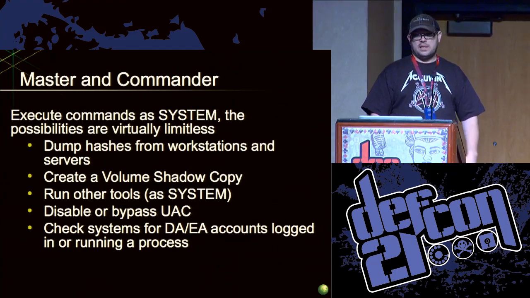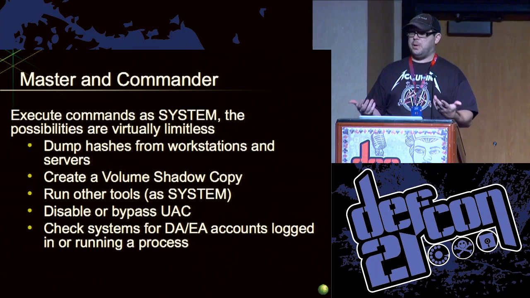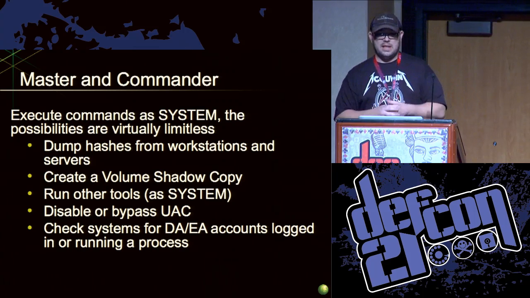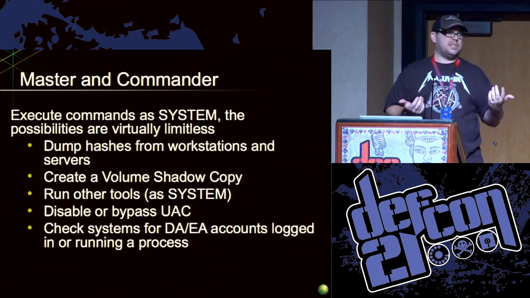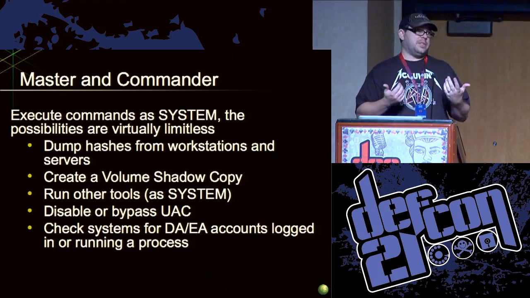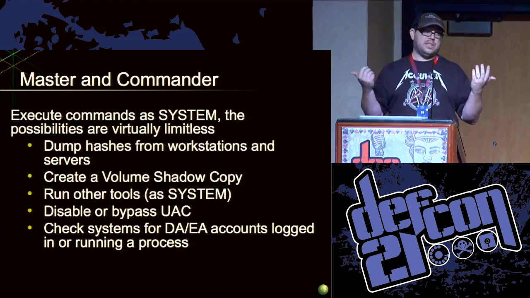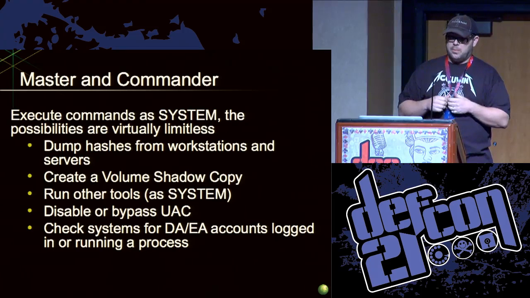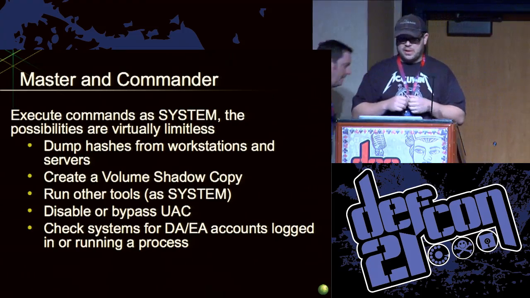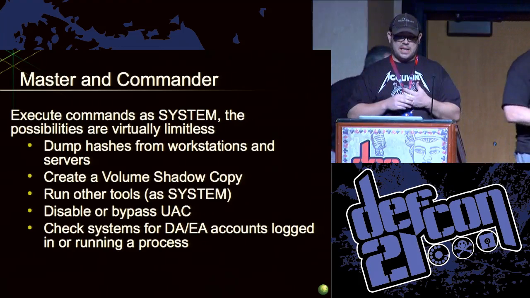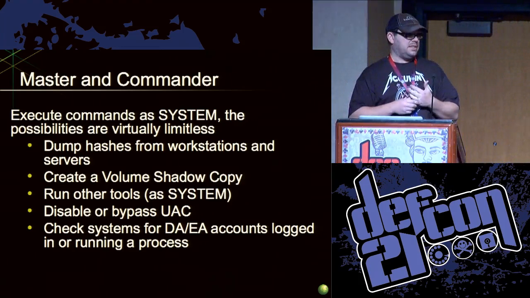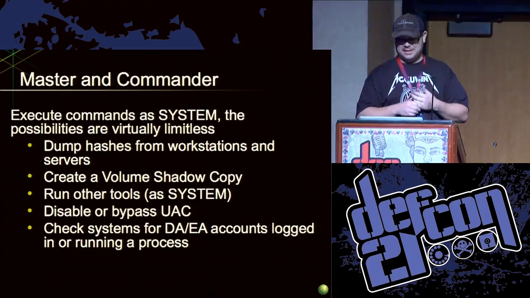So if you can execute commands as system, the possibilities are virtually limitless. So you can dump hashes from a workstation or a server, create volume shadow copy, run other tools as system, enable, disable UAC, bypass it. You can also check systems for DA accounts logged in or running a process.